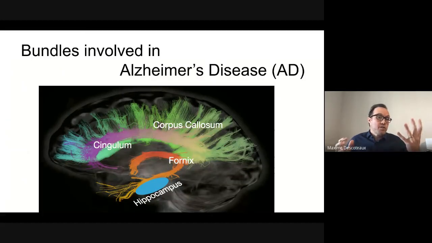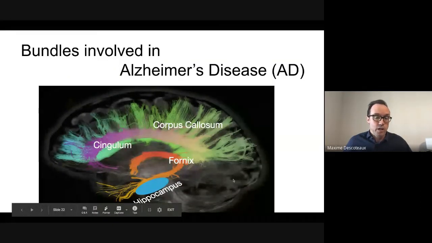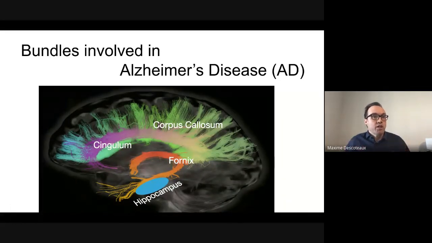For instance, we can extract some of the bundles or fiber tracks involved in Alzheimer's disease. You see the corpus callosum, the cingulum bundle, the fornix that's coming near the hippocampus. And we can extract just the posterior part of the corpus callosum and start studying just specific white matter tracks.